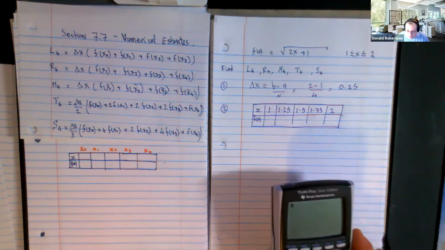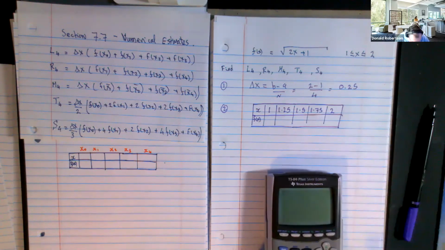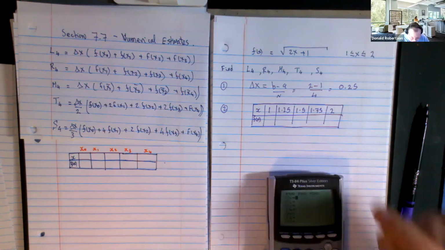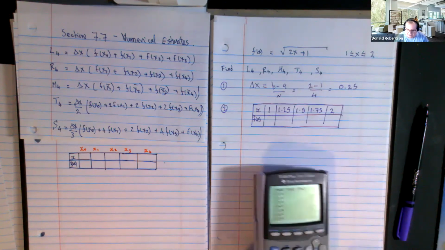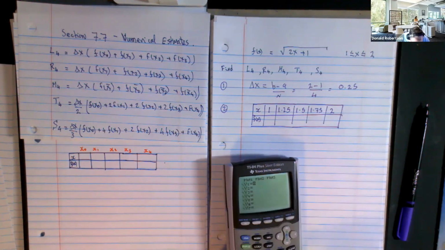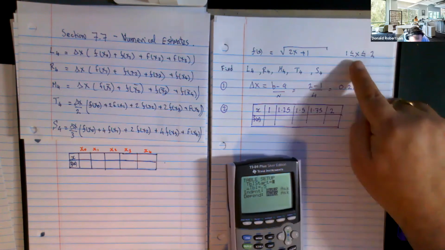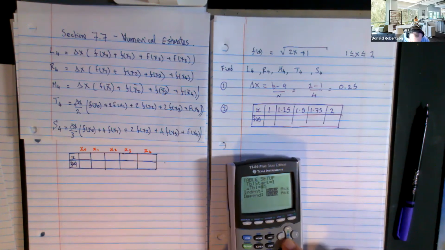I'm going to do the shortcut, which is basically to set up my table. Oops, almost forgot. Isn't the first thing you need to do to type in what the function is? In this case, it's the square root of 2x add 1. Then I'll go table setup, and I'll start at 1, which is good, and I'll go up in 0.25s. And that's it. I can now get all the answers I want.